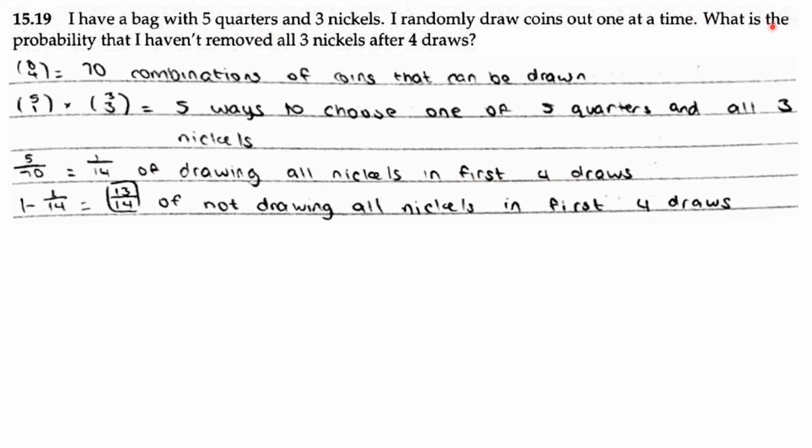But the question asks what is the probability that I haven't removed all 3 nickels after 4 draws. So then we just reverse it. So 1 minus 1 over 14 is 13 over 14 chance of not drawing all nickels in the first 4 draws.